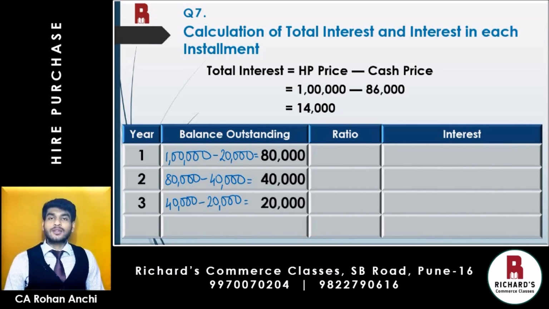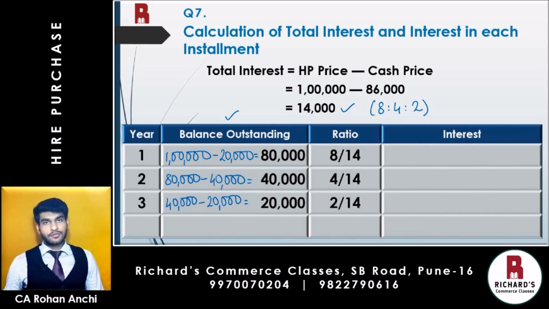Now we have balance outstanding for each installment, installment number 1, 2 and 3. This 14,000, that is our total interest, will be divided in the ratio of balance outstanding, which means it will be 80,000 is to 40,000 is to 20,000. That is nothing but 8 is to 4 is to 2. So if you want the ratio, it will be 8 by 14, 4 by 14 and 2 by 14.